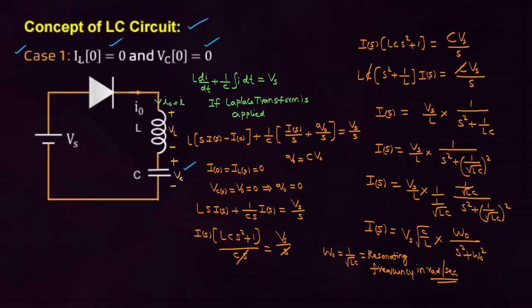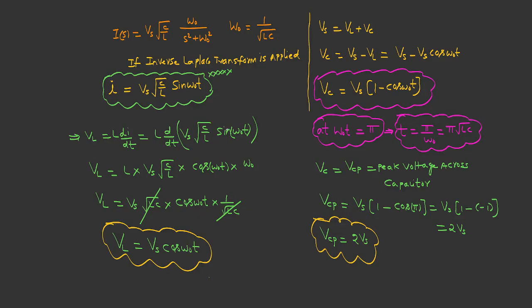If there is no initial current in the inductor, if there is no initial voltage across the capacitor, this is the expression for current. This is the current through the LC circuit. But the condition is, there is no initial current in the inductor and no initial voltage across the capacitor.